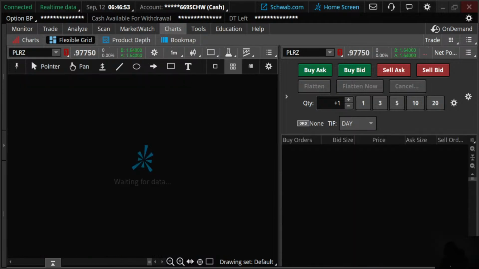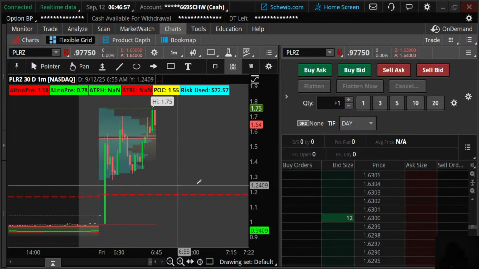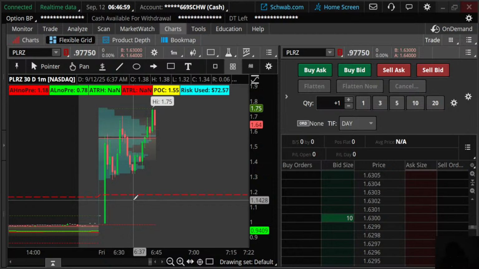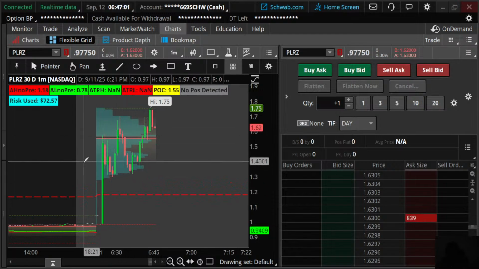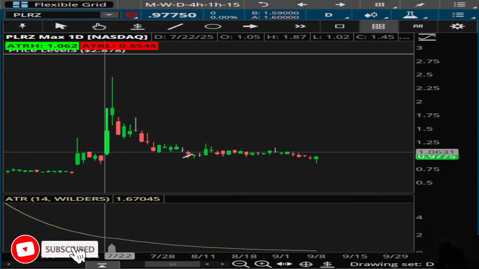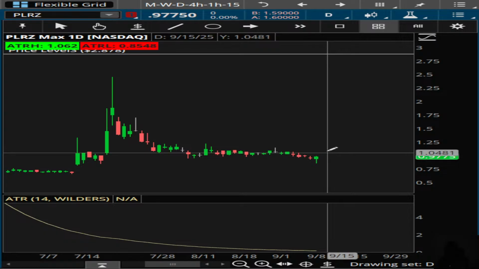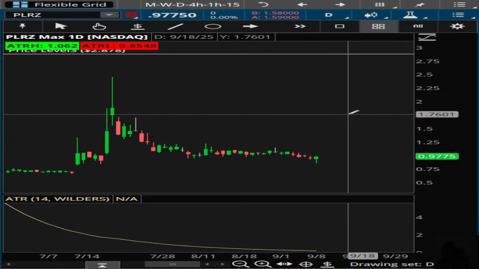Really irritating that it's just not falling down. PLRZ coming on up, 11 million shares, chasing GCTK. Let's go look at the daily chart for PLZR. All right, so PLZR closed at 97 cents. It is currently trading up to $1.75 up here.